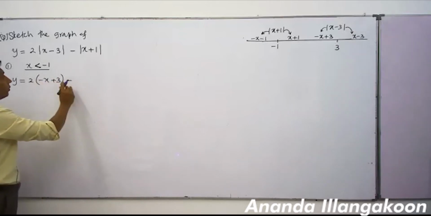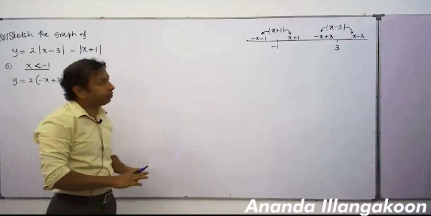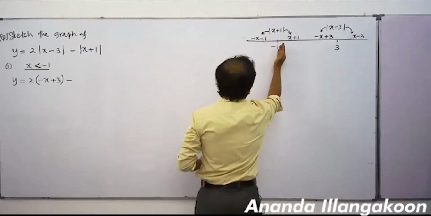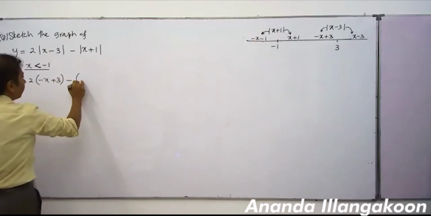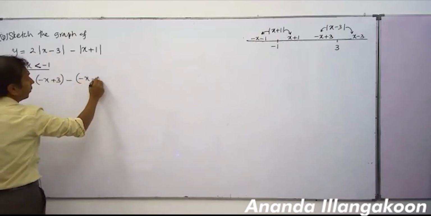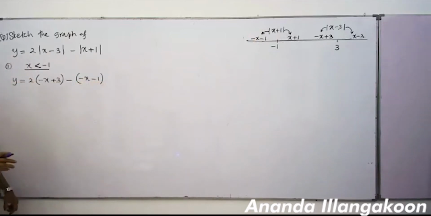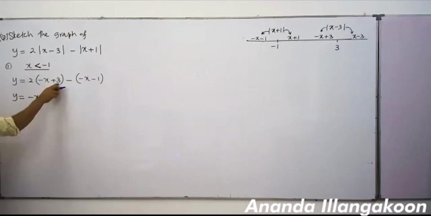And minus |x + 1|. Here, on the left of -1, it is -x - 1. Then here, within the bracket, -x - 1. Then we get y = 2(-x + 3) - (-x - 1). Removing the bracket, -2x + 6 + x + 1.